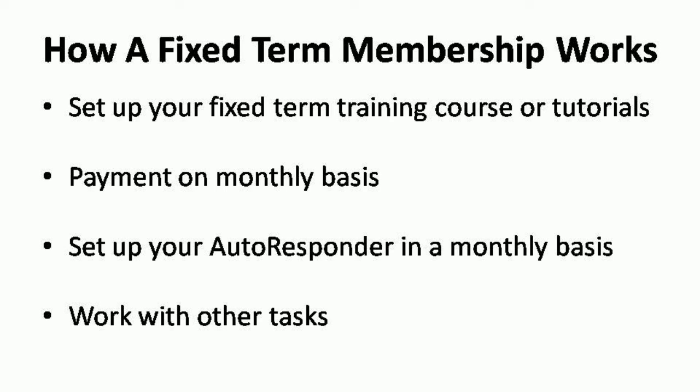Next, set up a reoccurring payment button on a monthly basis. If you've decided to create a 12-month membership site, you can create a reoccurring buy button with 12 months installments on PayPal. This way, PayPal will charge the subscribers every month until the end of the billing cycle.